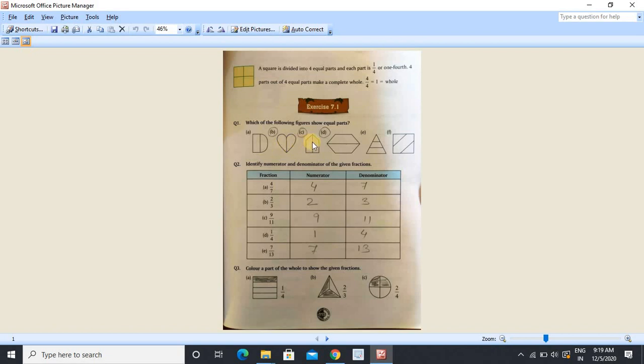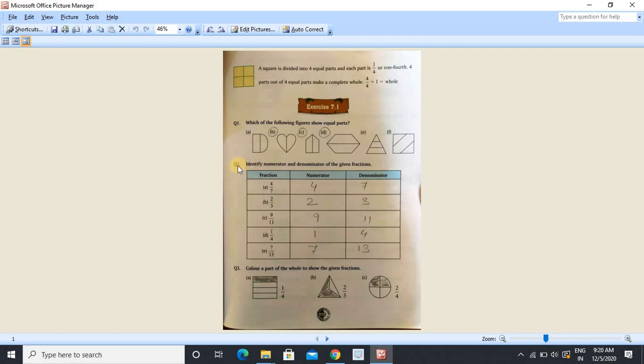Now come to question C. This is also divided into 2 equal parts. Now question D. In D also, this figure is divided into 2 equal parts. In question E, a triangle is given, but it is not divided into 2 equal parts. And in F, a square is given, but it is also not divided into 2 equal parts. So our answers will be B, C and D.